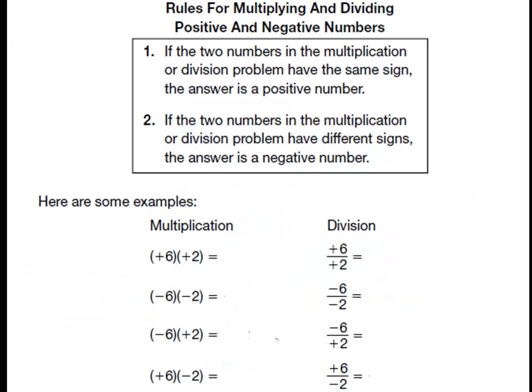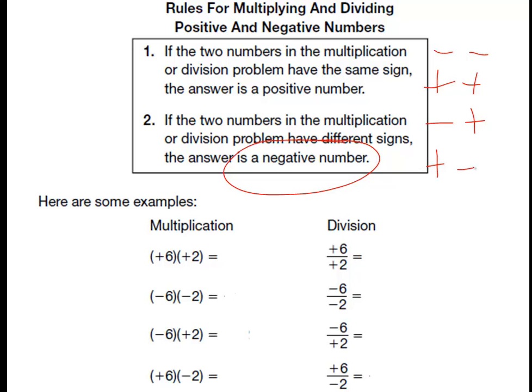I think most of you know these rules, and this should be review, but we've got to go over them again. Rule number 1 is that if the two numbers in a multiplication or division problem have the same sign, the answer is always going to be positive. So if it's negative times negative, or negative divided by negative, it's positive. Or if it's positive and positive, it's going to be positive. But if the signs are different, then it's always going to be a negative answer. So if you had this or this, then they're going to be negative.